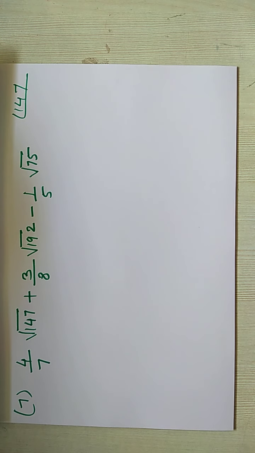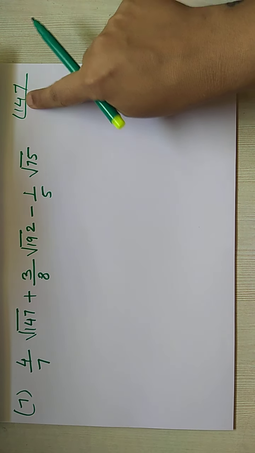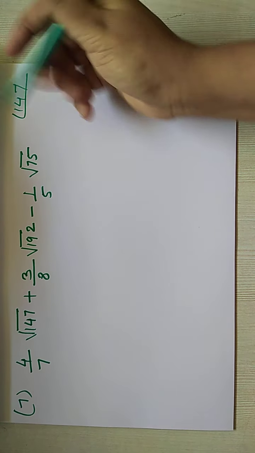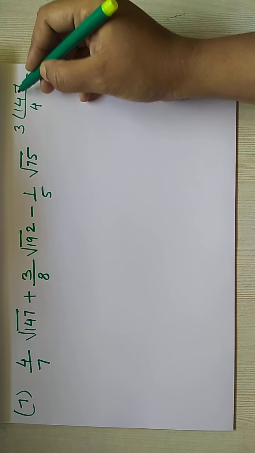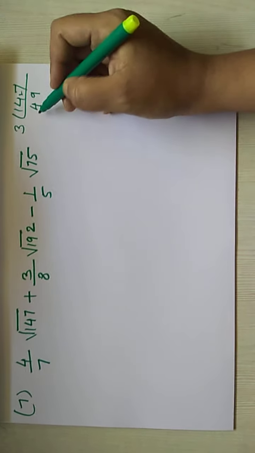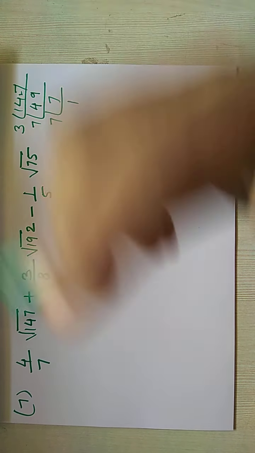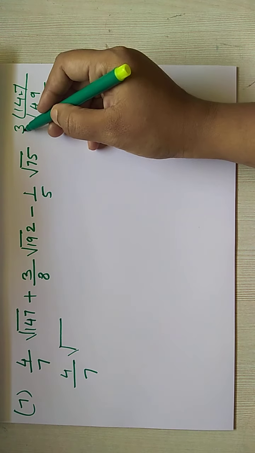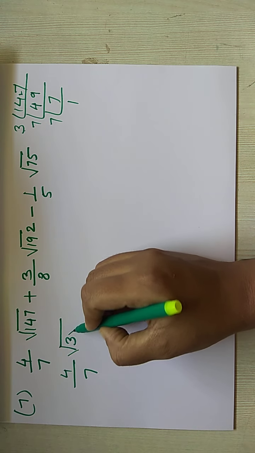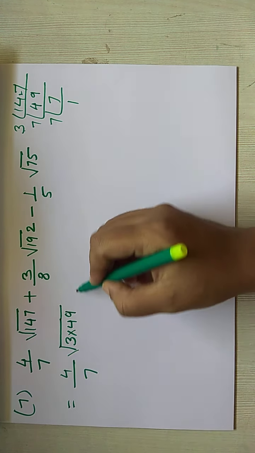147. Let's try the table of 3. 7 plus 4 is 11, 11 plus 1 is 12. That means it will go in the table of 3. 3 4s are 12, 2 carry, 3 9s are 27, 3 7s are 21, very good. See, 4 upon 7 into 3 into 49. Why am I writing 49? Because 49 is a perfect square.